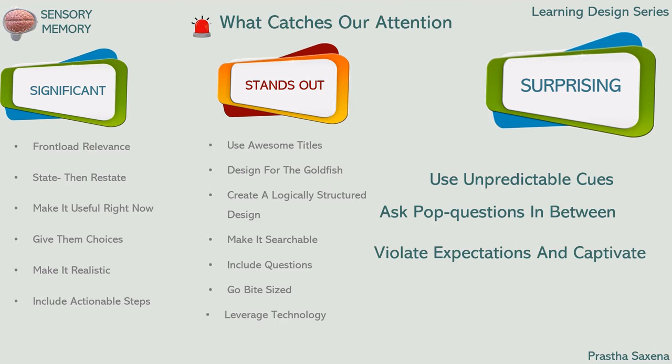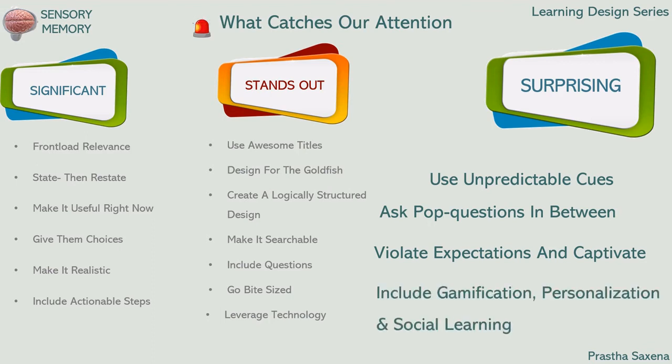A great strategy is to violate expectations and captivate. When people are expecting you to go in a certain way, follow a certain path, and then suddenly you take a detour and do something that they're just not expecting, their attention comes crashing back to the present, to where they are, to where you are, to where the course is. And that's a brilliant strategy to capture people's attention.